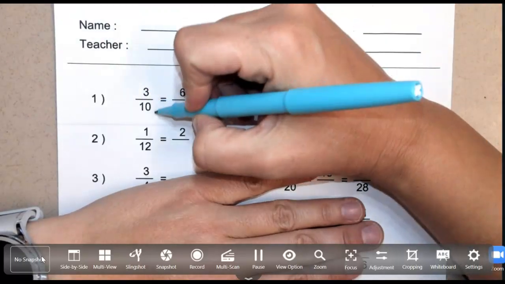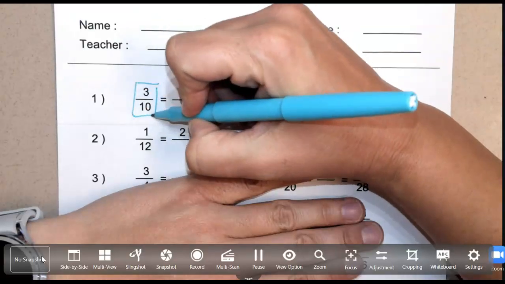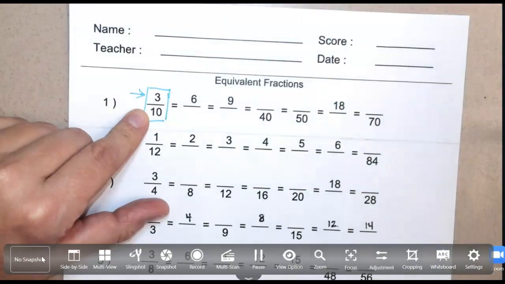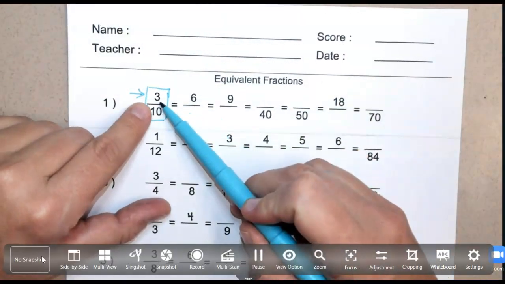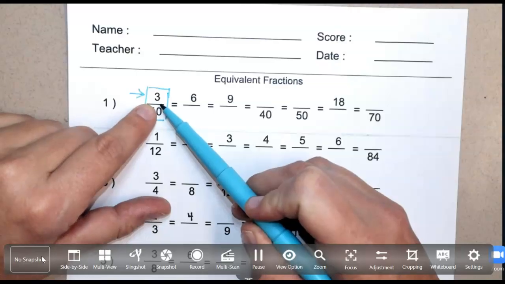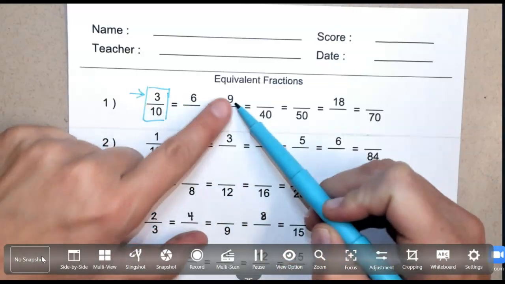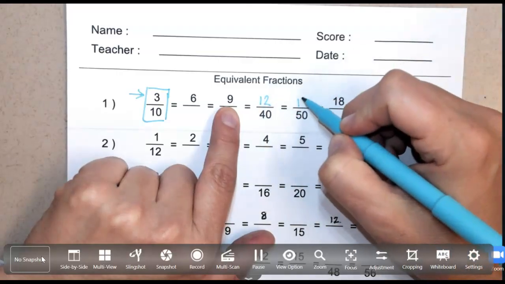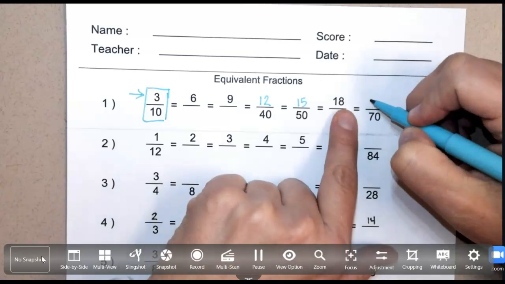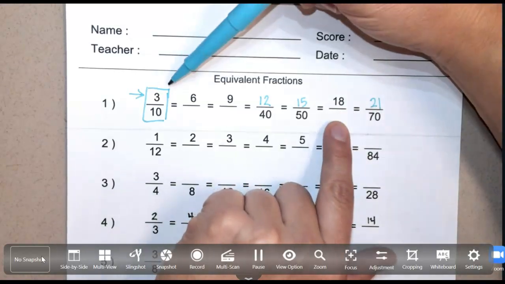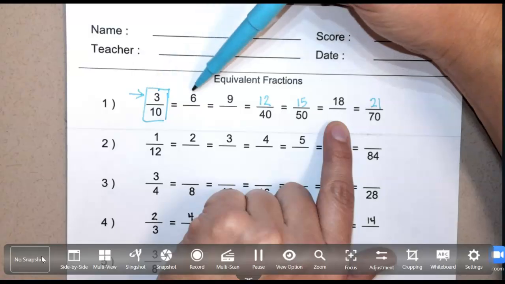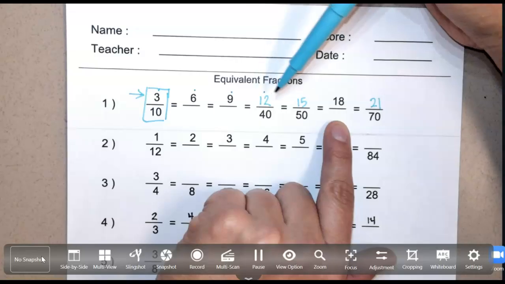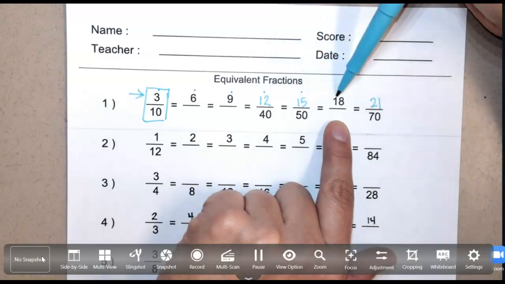So our first fraction is 3/10. And our numerators are going to go by 3s. So we're just counting by 3s here, or we're looking at our multiplication chart and going by 3s. 3, 6, 9, 12, 15, 18, 21. So you notice that we went up by 3s. 3 times 1, 3 times 2, 3 times 3, 3 times 4, 3 times 5, 3 times 6, and 3 times 7.